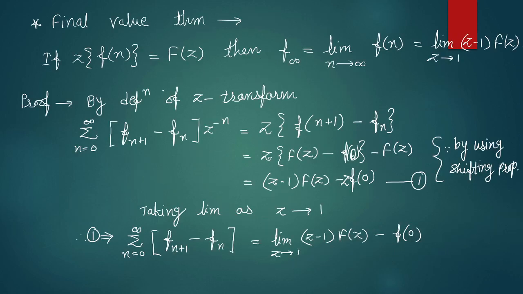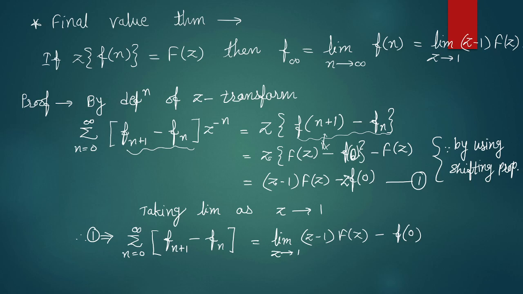Now, the final value theorem. Here, if the Z transform of f of n equals capital F of z, then f of infinity, that means limit n tends to infinity f of n, equals limit z tends to 1 of z minus 1 into F of z. For this proof, apply the definition: summation n equals 0 to infinity of f of n plus 1 minus f of n. Instead of this term, we write down the Z transform of this. Now expand by using the shifting theorem, a previous property. This property is discussed in the part 3 properties of Z transform video.